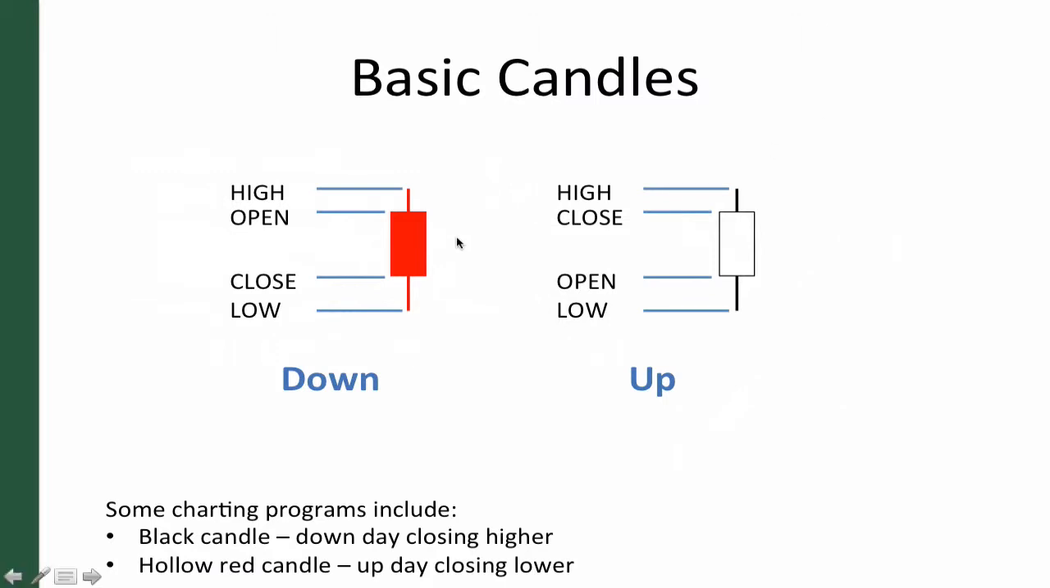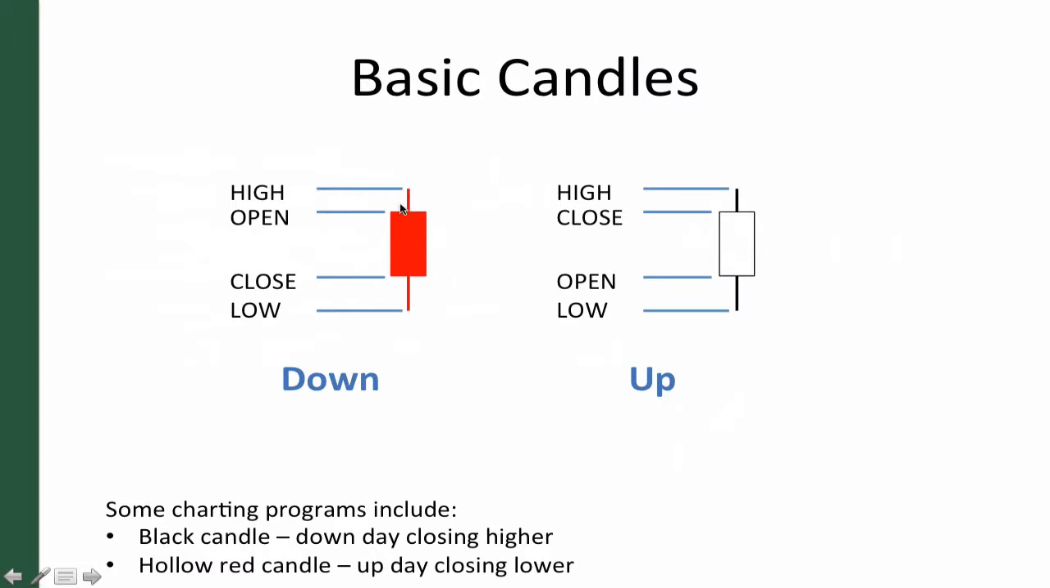Typically, there are two kinds of candles. There are down candles, a down day, which says if a stock price opens at the top of this red rectangle and closes at the bottom, this would be a red candle because the day goes from a higher price and closes at a lower price.